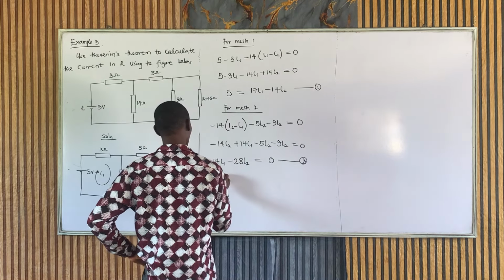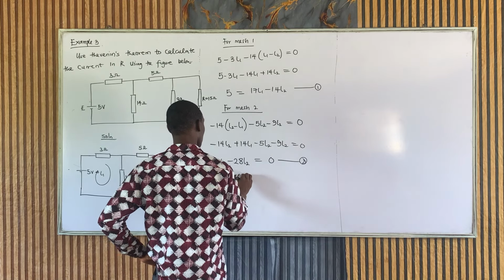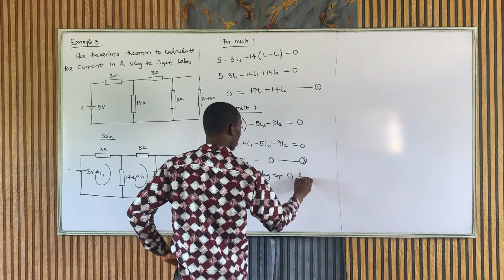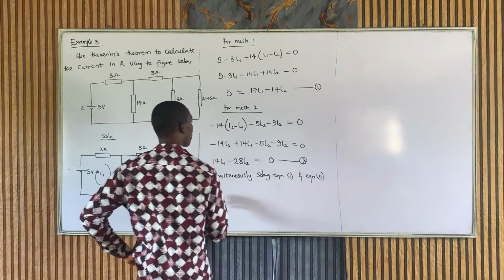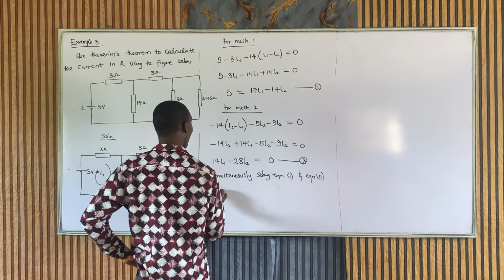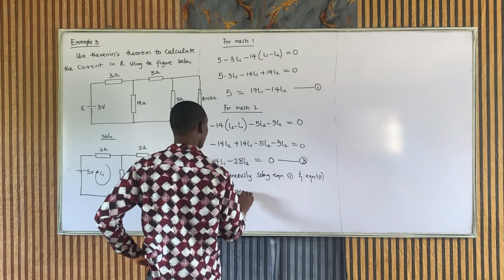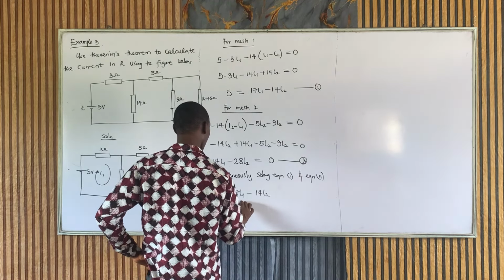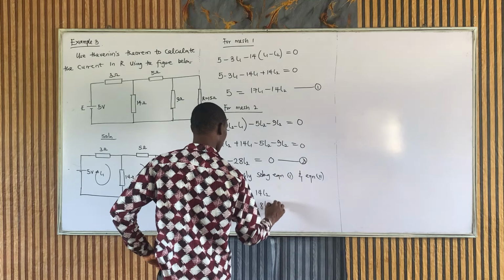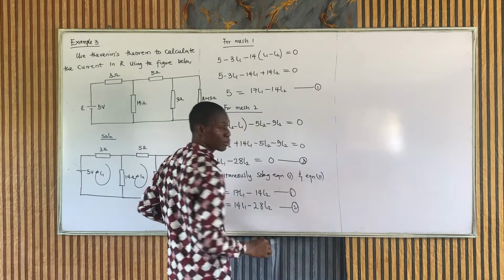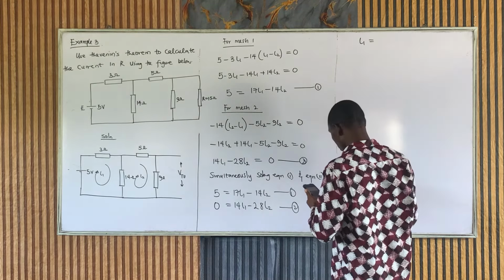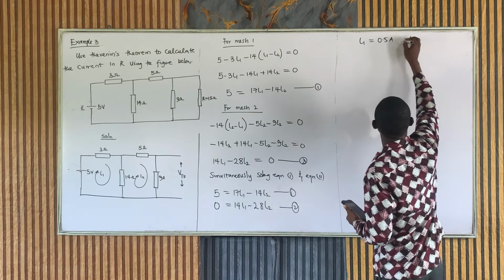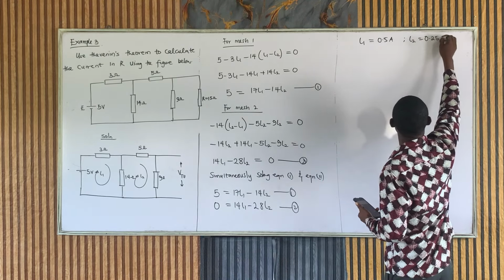So simultaneously solving equation 1 and 2, that will give us 5 being equal to 17 I1 minus 14 I2, and then 0 being equal to 14 I1 minus 28 I2. Equation 1 and equation 2. So if we solve, we get our I1 actually is equal to 0.5 ampere, and the I2 will be equal to 0.25 ampere.